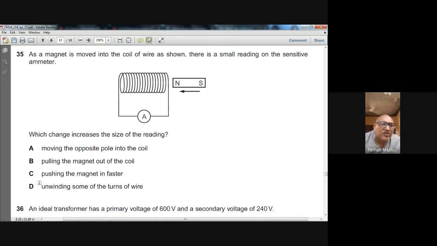Moving the opposite pole into the coil, no. Pulling the magnet out of the coil, no. Pushing the magnet in faster, yes. This is the answer. Unwinding some of the turns of the wire, that's wrong. So how can the reading on the ammeter increase? By pushing the magnet faster. If you move the magnet faster, the current produced will be larger, and the EMF produced will be larger. So C is the choice.